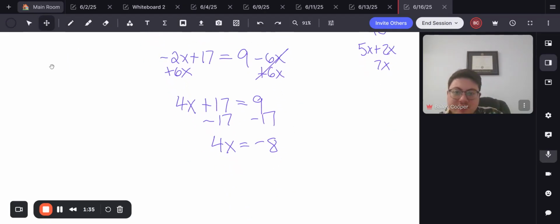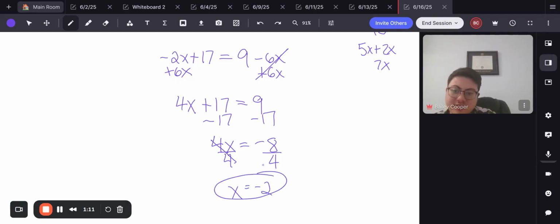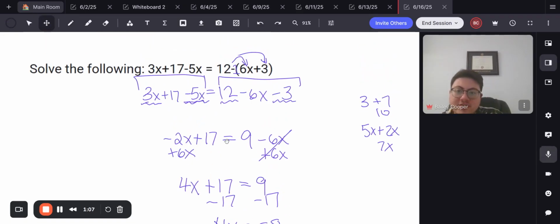And now that we've done all of that, all we have left is one final step. The goal of solving an equation is always to get the variable by itself. So right now, x is not by itself. It's being multiplied by 4. To get rid of this multiplied by 4, we're going to divide by 4. We're going to use the inverse operation. So at the end of the day here, what we're going to get is -8 divided by 4, which is -2. x equals -2. And then, of course, you can always check your answer.